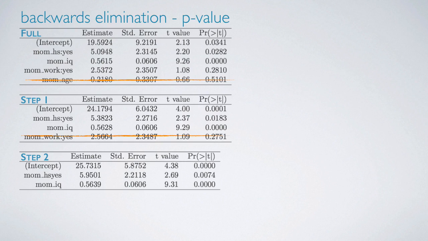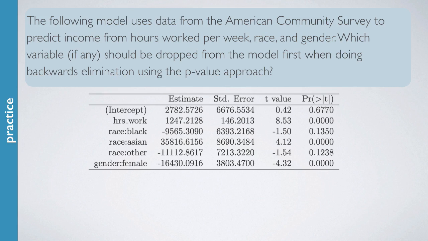As you can see, we resulted in a slightly different model using the p-value approach versus the adjusted R-squared approach, and this is not unexpected. We would expect to get very similar models, but not necessarily exactly the same model because our decision criteria is different. Let's take a look at another example for practice.